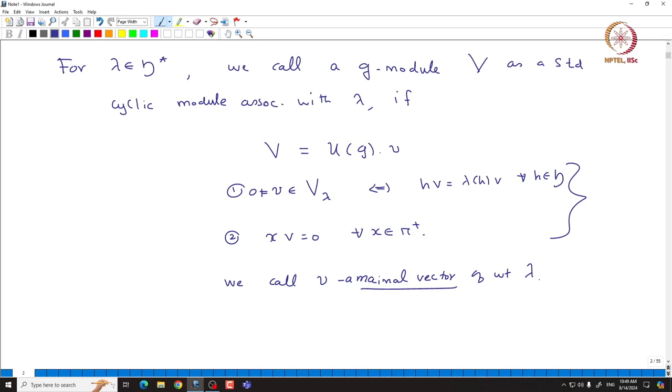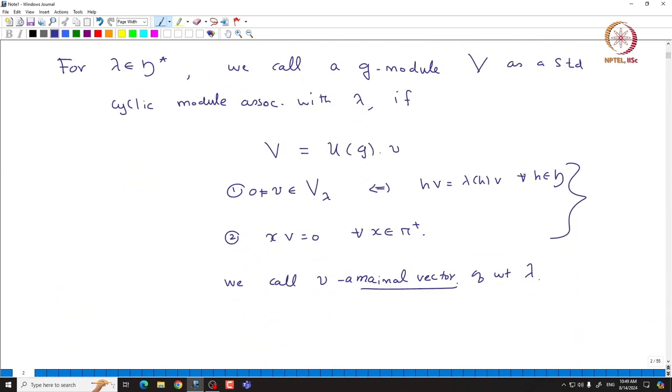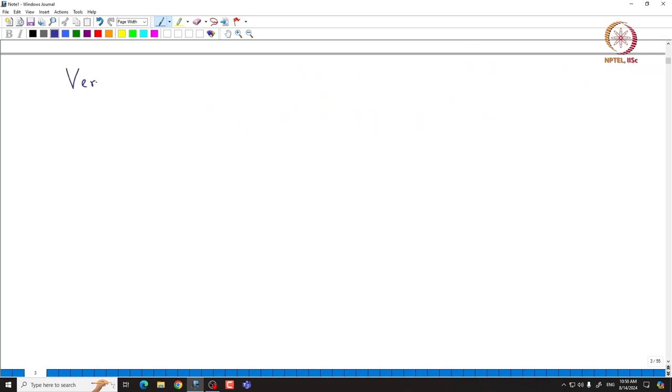Now we are interested in constructing something universal. How do we take these two relations and impose them to get a cyclic module? One way to go about it: the representations of G are in one-to-one correspondence with the representations of U(G). So, any representation of G can be thought of as a representation of U(G) and vice versa. It is enough to construct a representation of U(G). It is not difficult to see that cyclic U(G) modules are in one-to-one correspondence with left ideals of U(G). What I mean by that is, here is the construction of the Verma module.